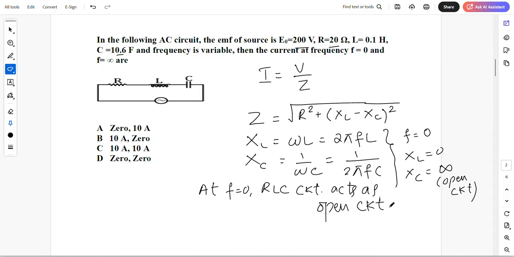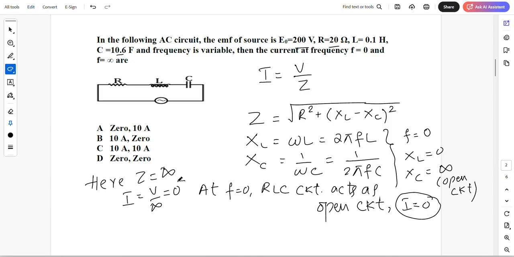Therefore, what will be I? I will be equal to 0. Because if you substitute XC as infinity, Z will be equal to infinity. Therefore, I is equal to V by infinity, which is 0.